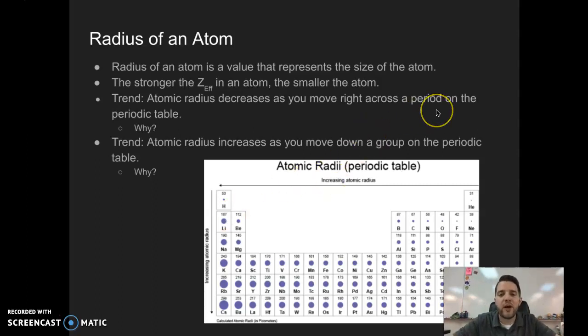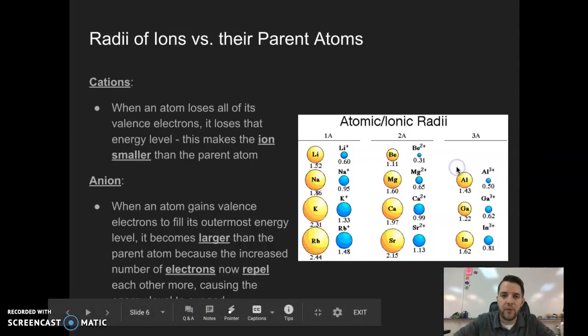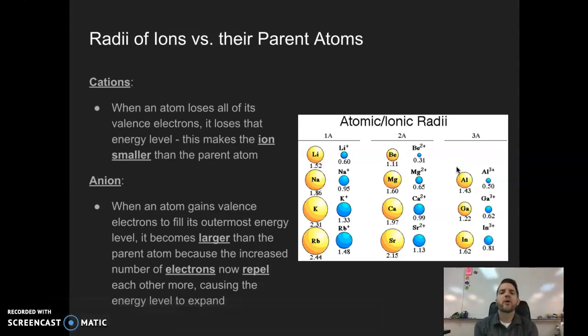So what we end up with is a situation where the atom radius gets bigger as I go down the periodic table. So the largest atom on the periodic table is francium in the bottom left corner of the periodic table. Now, when we create cations and anions, we're adding and subtracting electrons. So when an atom is going to create a cation, we're losing electrons. Now, if I'm losing the electrons in my outermost energy level, I'm essentially getting rid of that energy level.